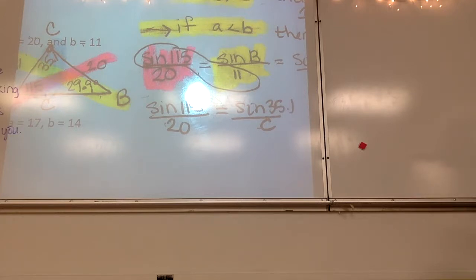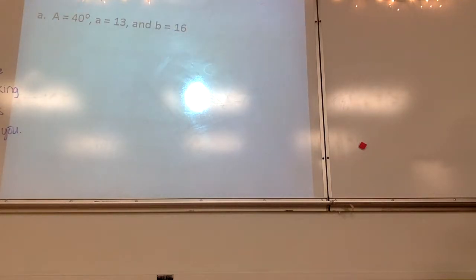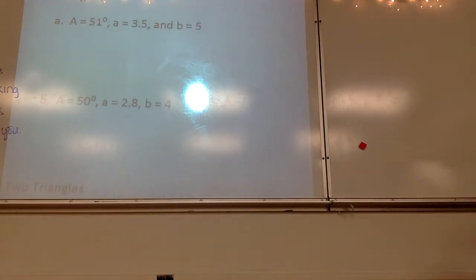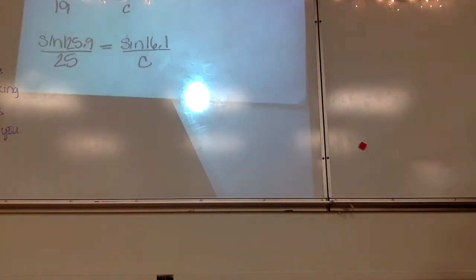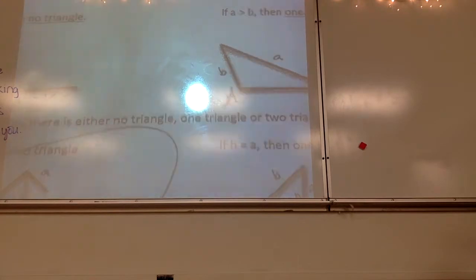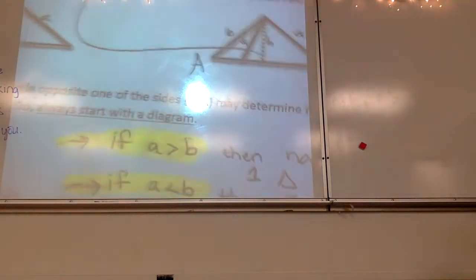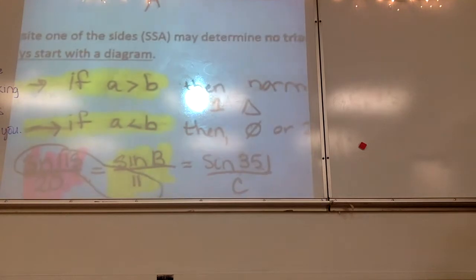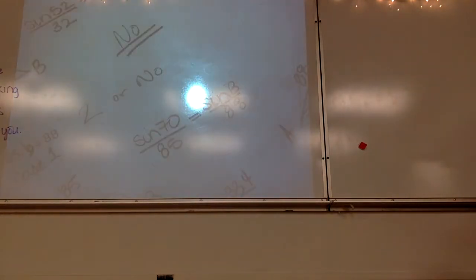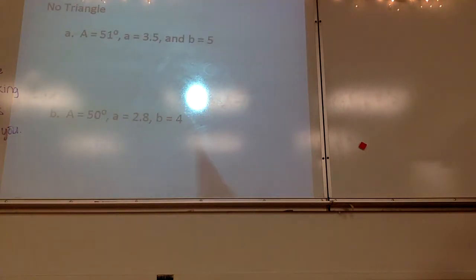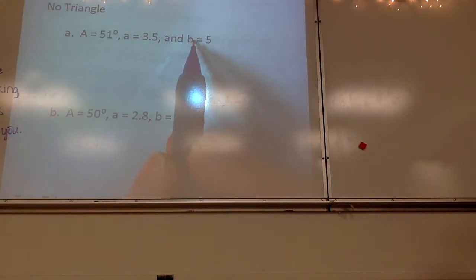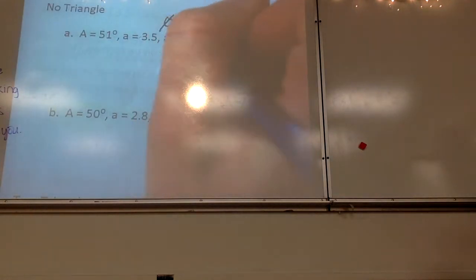Okay, so moving on to the back page. Go back to the original information. If A is greater than B, normal. If A is less than B, then 0 or 2 triangles. So identify your A and your B values. For this first one, is A less than B? Yes. So our option is 0 or 2.